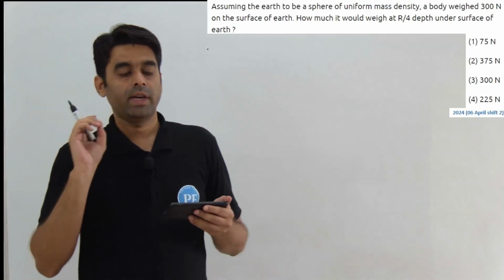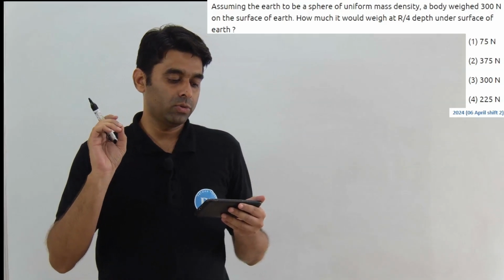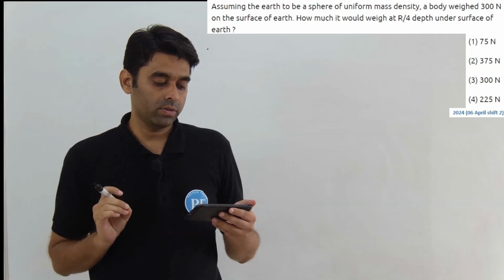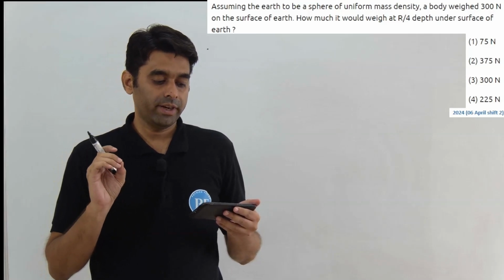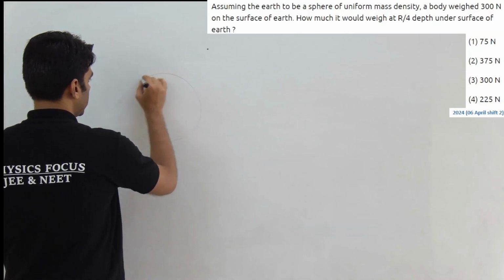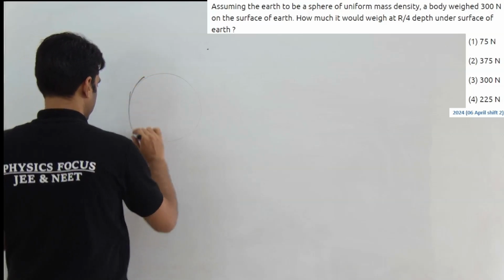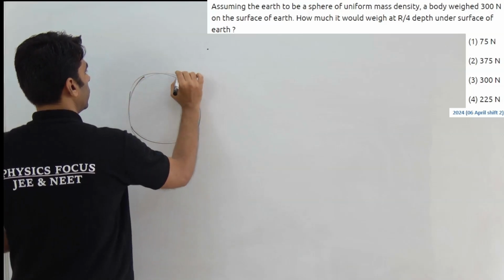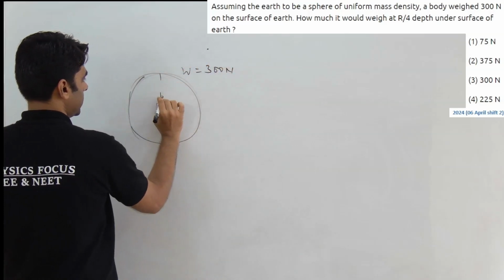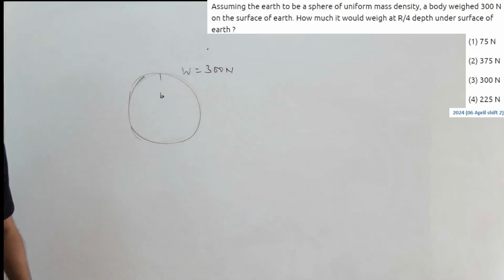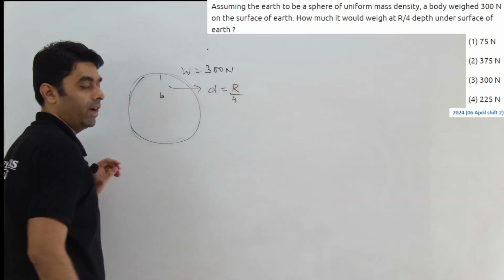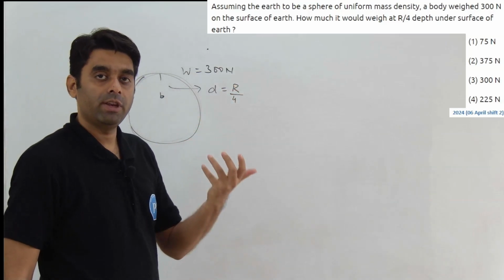The question that we have says, assuming the Earth to be a sphere of uniform mass density, a body weighs 300 Newton on the surface of Earth, how much would it weigh at R by 4 depth under the surface of Earth? Fine. Over here, the weight is coming as 300 Newton. They are asking us at a depth of R by 4, what will be its weight? d is equal to R by 4. Why will weight change? Because the g value will change.